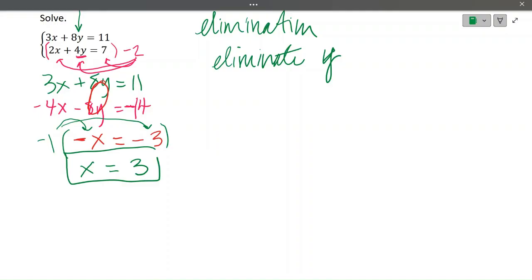Now, I need to find y. So I need to pick either my top equation or my second equation to substitute 3 in everywhere I see x. I'm going to pick the second equation only because the values are a little smaller, although it doesn't really matter. And everywhere I see x, I'm going to be plugging in 3. So you can see I did that substitution in green. And now I'm just going to simplify the left side of the equation, and then I'm going to solve. So 2 times 3 is 6, plus 4y equals 7.